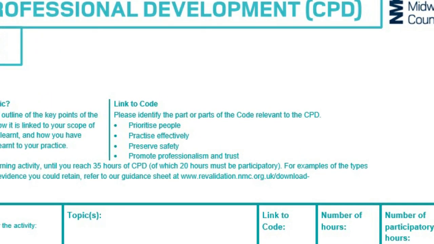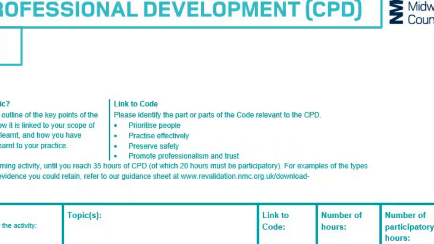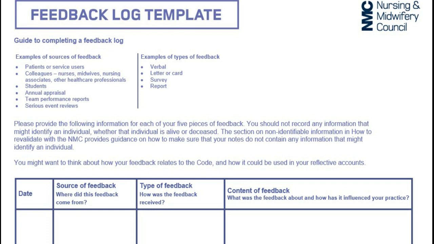Remember that you need to have a total of more than 35 hours of CPD, and 20 hours of that must be participatory. Participatory means those activities where you personally interacted with other people, such as workshops, conferences, and course attendance. You also have to include a brief description of the CPD activity and how it is linked to the NMC code.